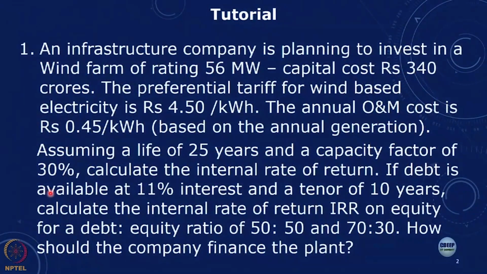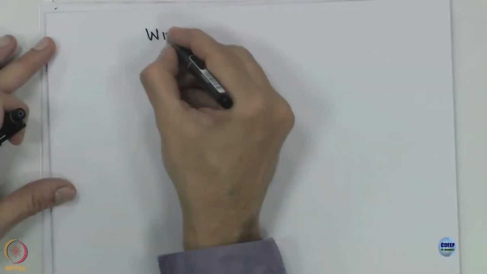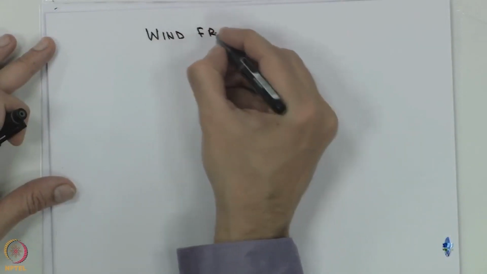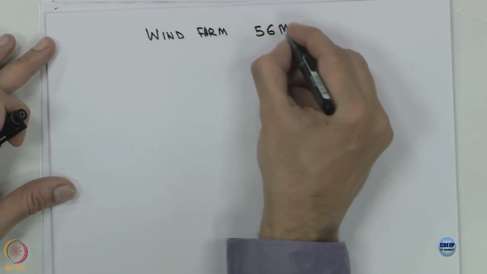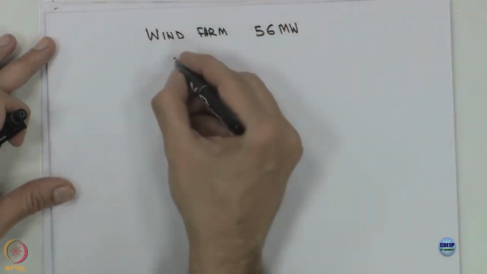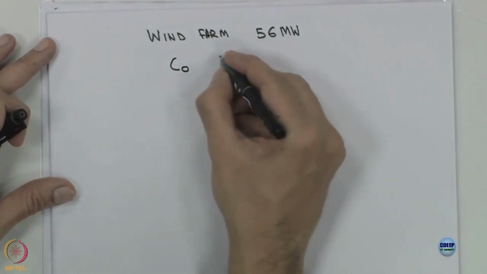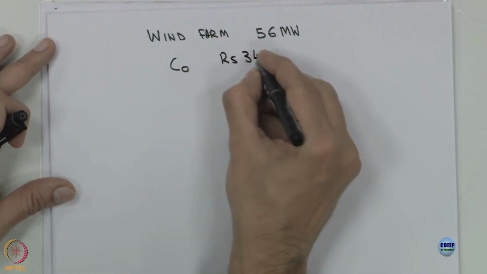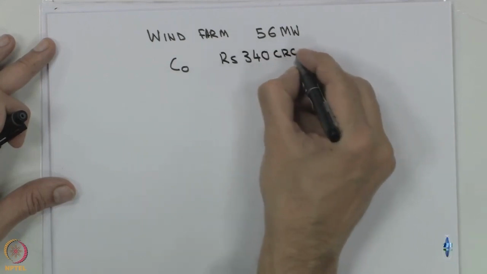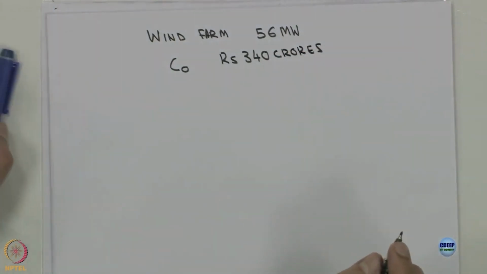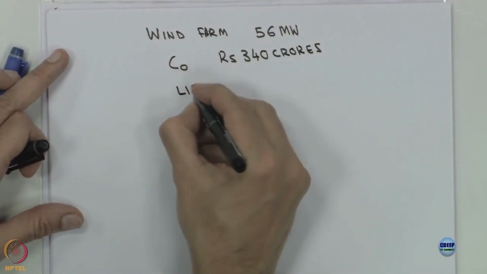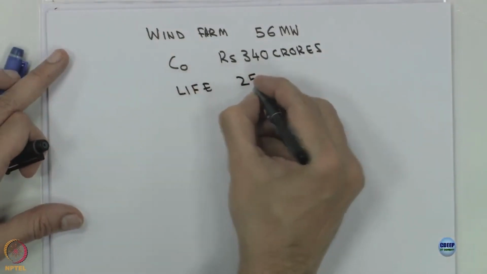We will take a look at the first problem, which is we have a wind farm. If we write it down, this is a wind farm. Rating is given to us as 56 megawatt, and the capital cost, or the C0 which we were talking of, is rupees 340 crores. We are also told that the life is 25 years.